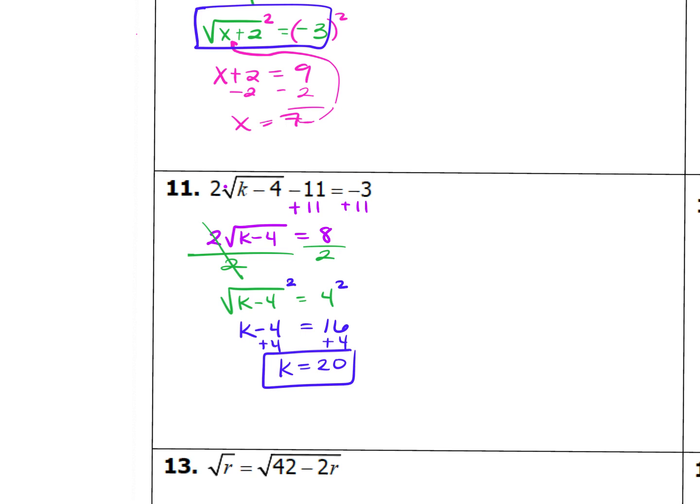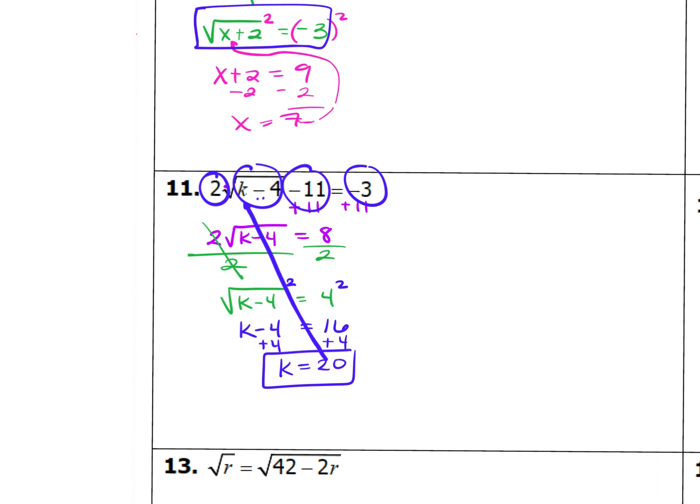So what I typically do is I just go, okay, if I put a 20 there, that's 16. The square root of 16 is 4. 4 times 2 is 8. 8 minus 11 is negative 3. So I just kind of do it in my head. But if you want to write it out, write it out. If you want to just do it in your head, that's fine. Just make sure you're doing it correctly. Then you would just say no solution.